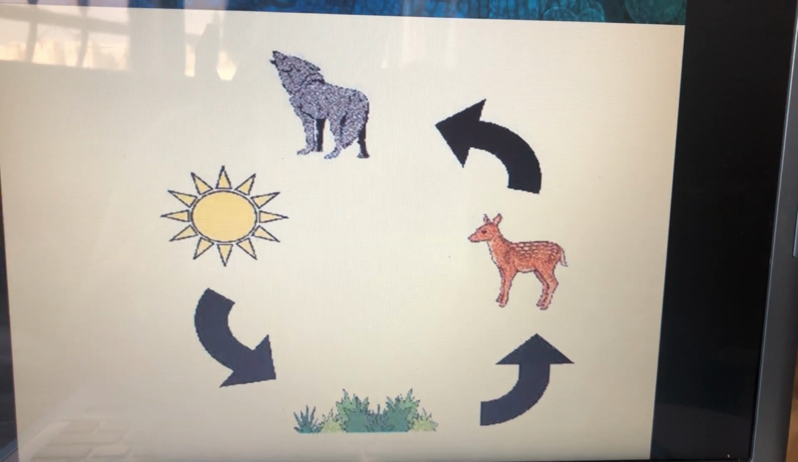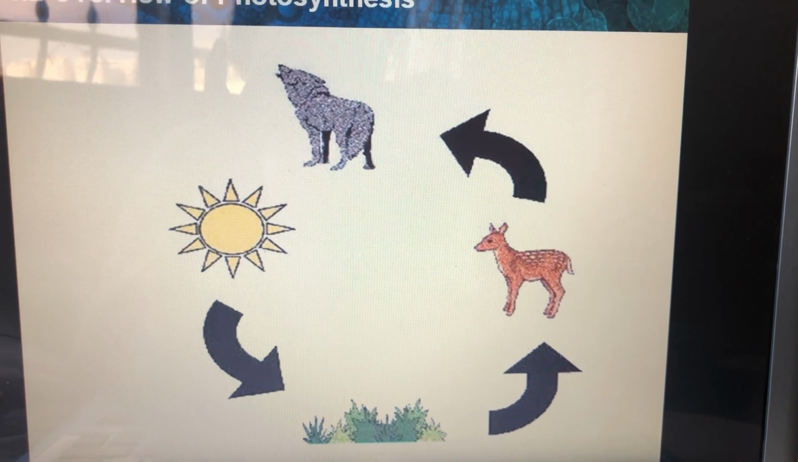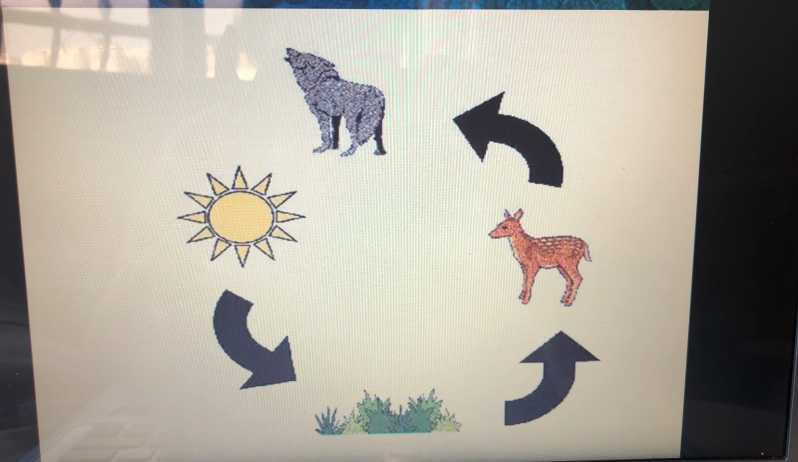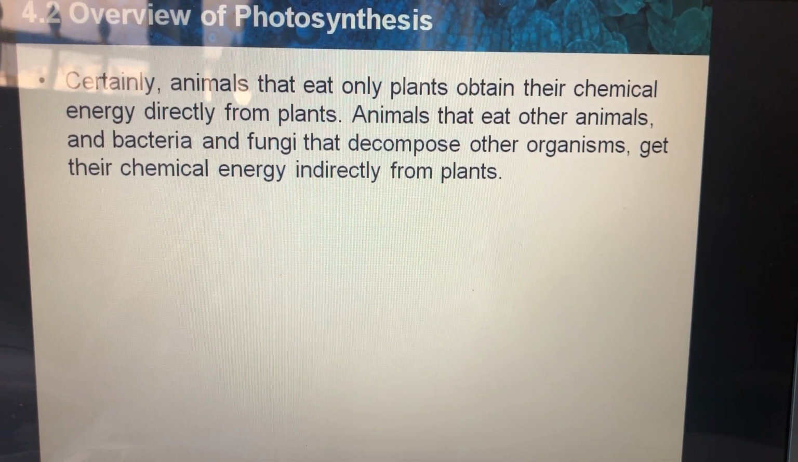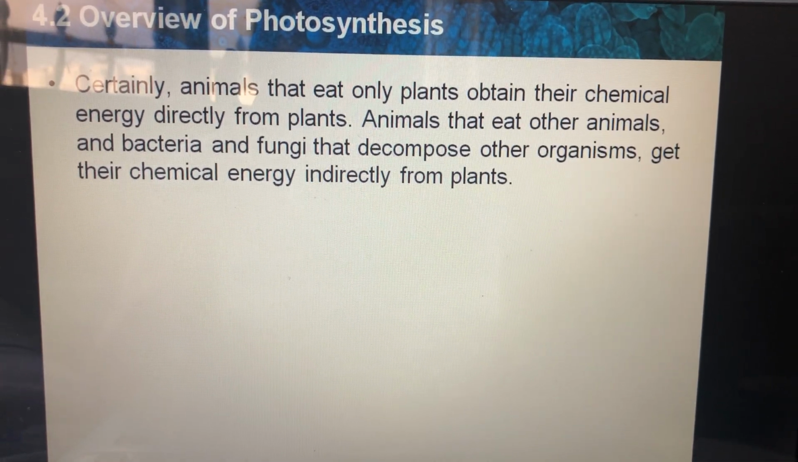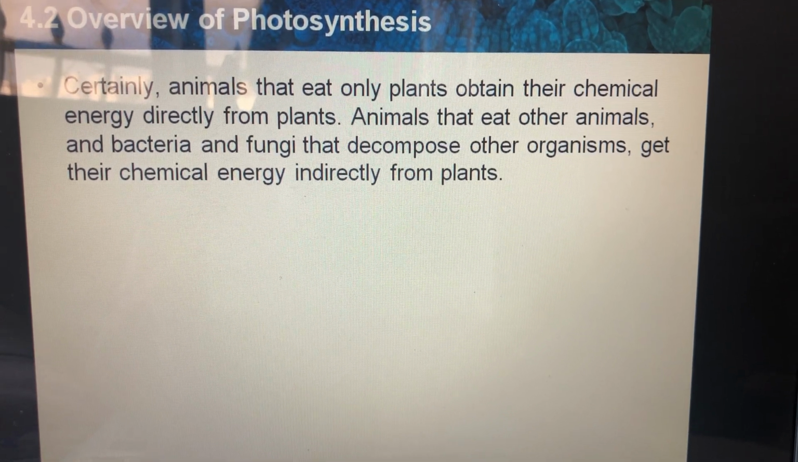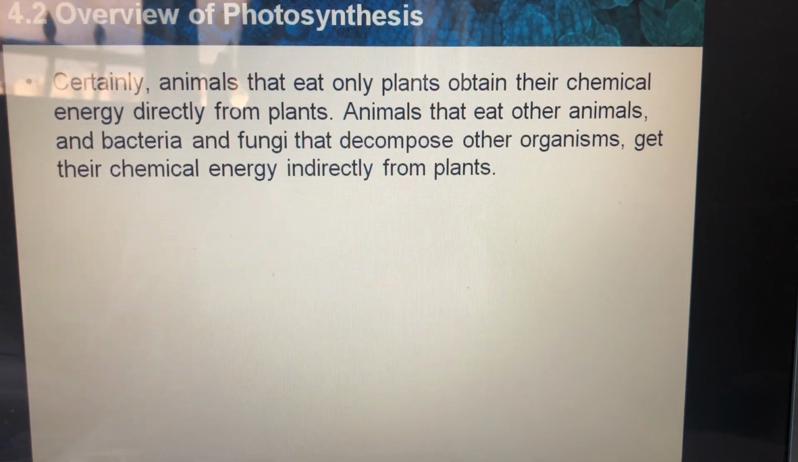Another example of a food chain here, as you see, is the wolf, which eats the deer, and the deer eats the grass. The grass makes its own food by using the energy from the sun. Now, the animals that eat only plants obtain their chemical energy directly from plants, like the deer. Animals that eat other animals, and bacteria and fungi that decompose other organisms, get their chemical energy indirectly from the plants.